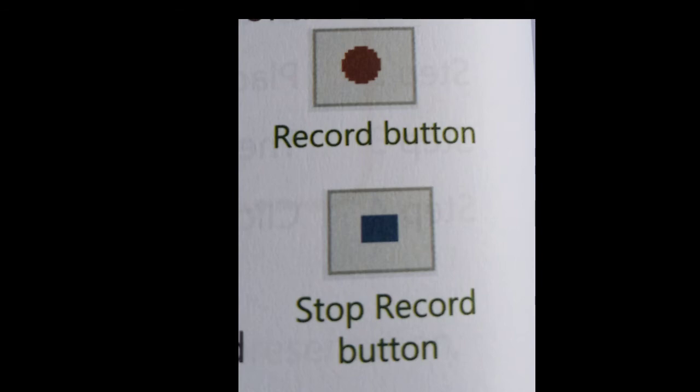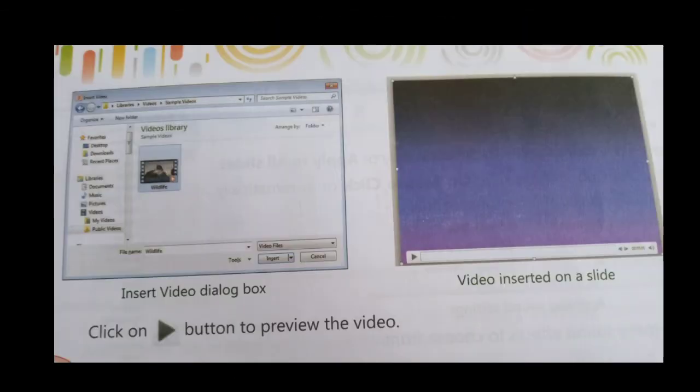Step 3. Click on Record button to start recording your voice. Step 4. Click on Stop button to stop recording. Step 5. Click on OK button to insert the audio on the slide. The audio clip, once inserted, can be deleted by selecting the speaker icon inserted on the slide and pressing delete or del key. Okay students, next one is adding video.